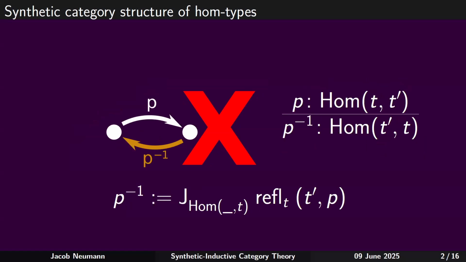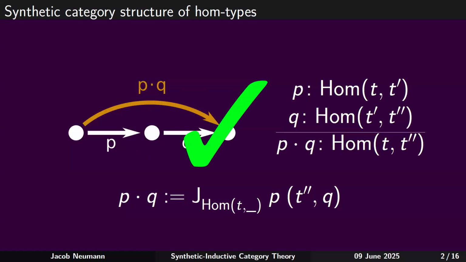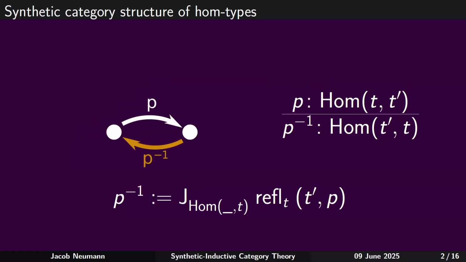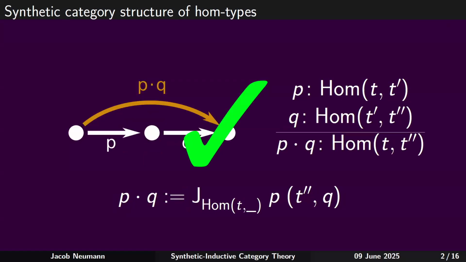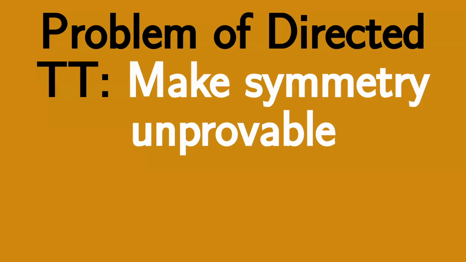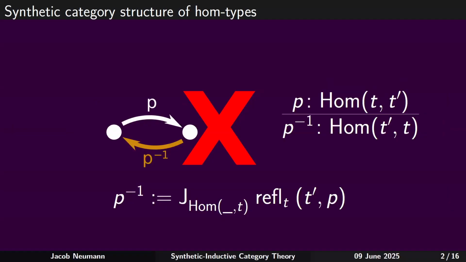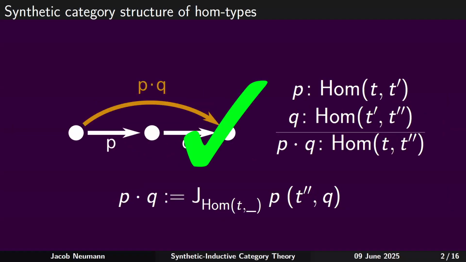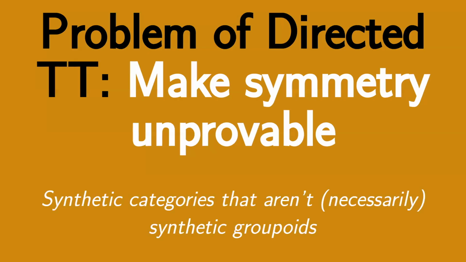And this is kind of a big challenge because, like I said, both the composition and the inverse are proved by this J rule, by path induction. And so they're not axioms, they're theorems. And so it's a real challenge. I would say it's the fundamental challenge of directed type theory, at least if you want to have your Hom types introduced by judgment rules like this: how do you weaken the J rule so it can't prove symmetry, but it can prove transitivity? It's a very subtle thing. And so we get synthetic categories that aren't necessarily synthetic groupoids.